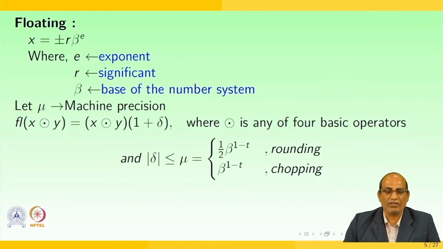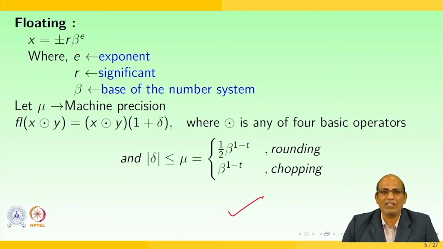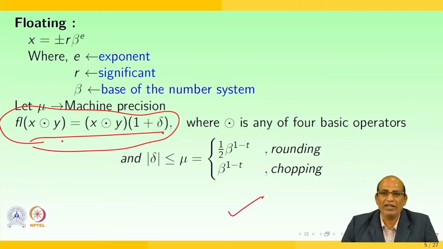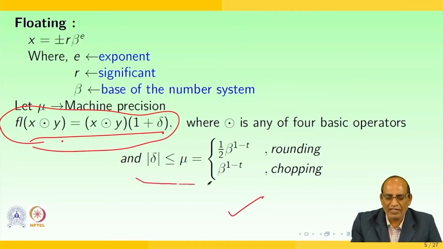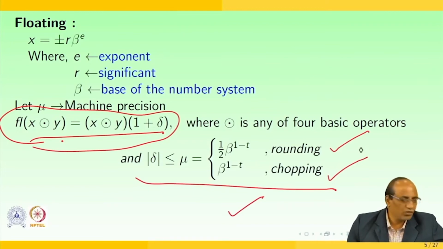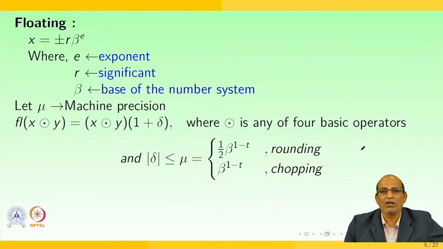Let us see the floating point. x is equal to plus or minus r times beta power e, where e is the exponent, r is the significand, and beta is the base of the number system. Let mu be the machine precision. If you apply this machine precision, you can write floating point of x op y as x op y times 1 plus delta, where op is any of the four basic operators. So we can write that modulus of delta is less than or equal to mu, that is 1 by 2 times beta raised to the power 1 minus t, and beta raised to the power 1 minus t if you do the chopping.